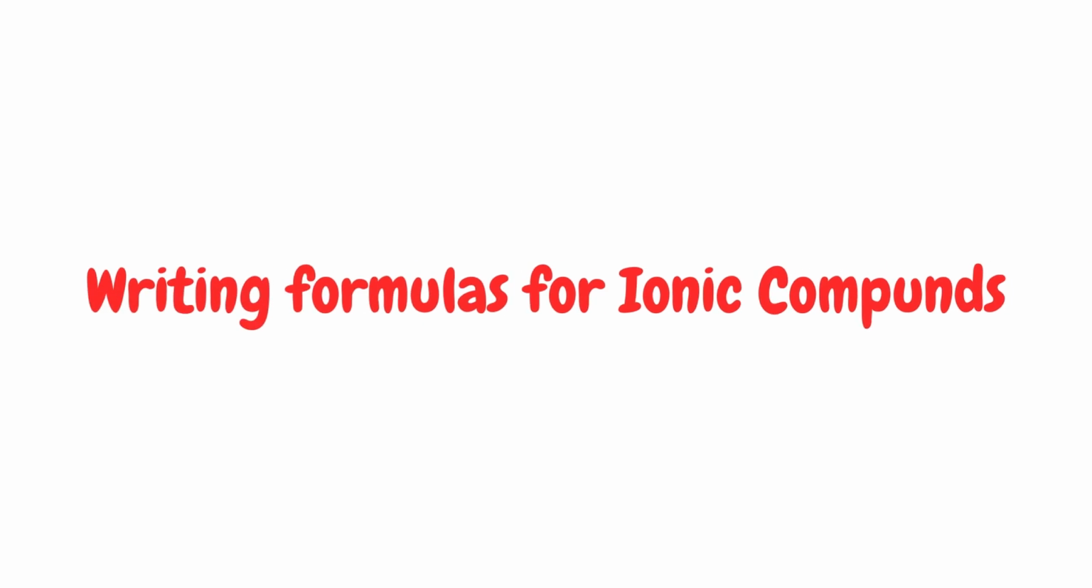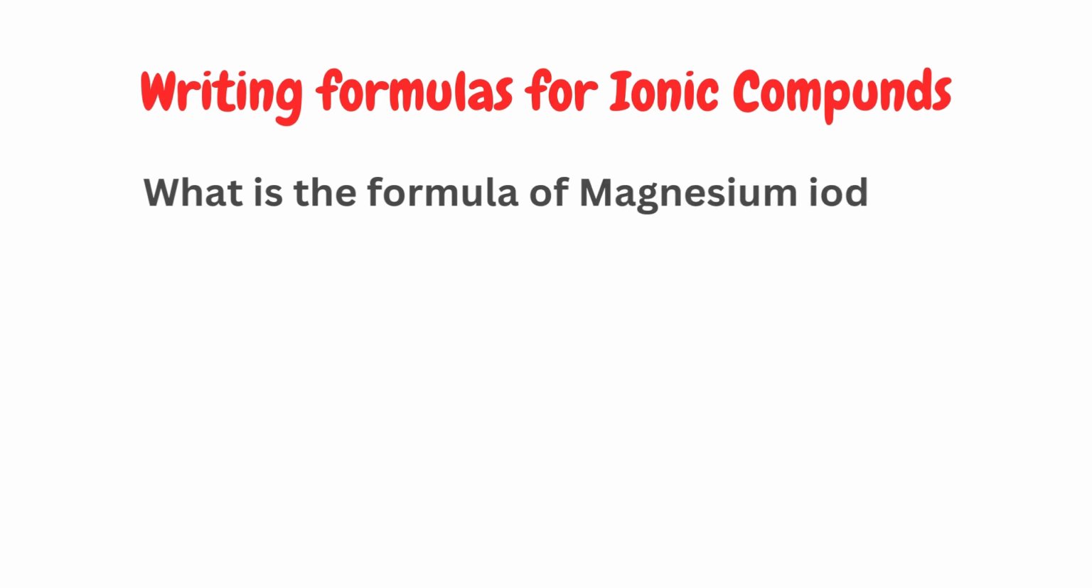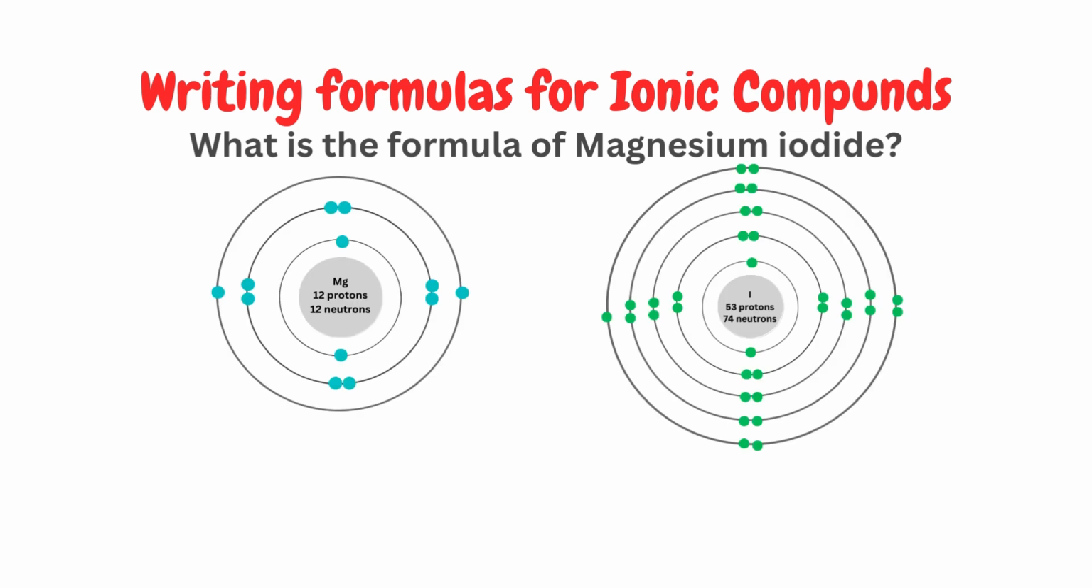Now that we've learned how to name ionic compounds, we should also know how to write the formula for an ionic compound when given its name. Let's go through an example: magnesium iodide. Here's how you can work out its chemical formula. First, identify the charges of the ions involved. Magnesium is in group 2 of the periodic table, meaning it has 2 valence electrons and becomes a cation with a charge of +2 when it loses those electrons. So, the magnesium ion is Mg2+.